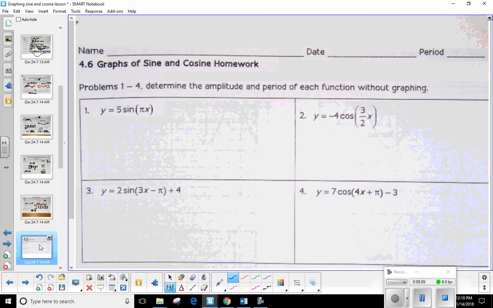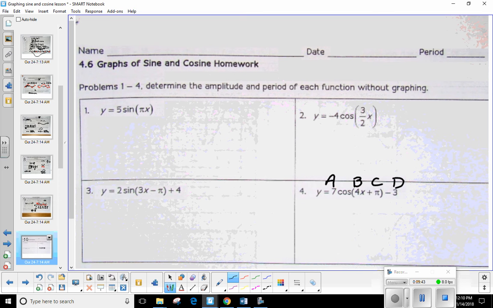Okay. So let's say we have this: 7 cosine of 4x plus pi, and then -3. Well, remember, A is what you're going to multiply the trig function by, so that's whatever's out in front. B is always in front of x. That's your x coefficient. C is whatever you add or subtract to x. And then D, okay, D is your vertical shift. That's always what's outside. Typically, you'll find him at the end.